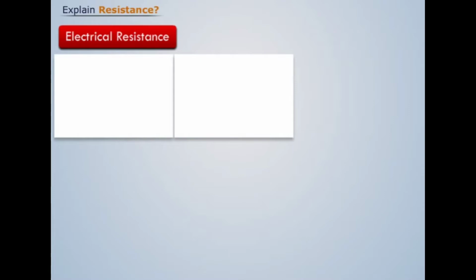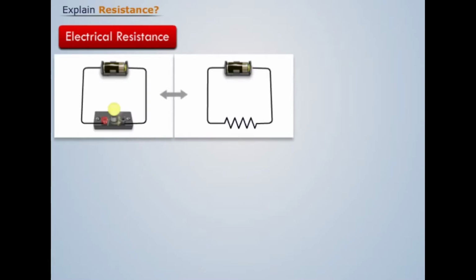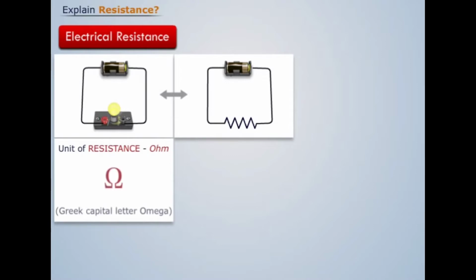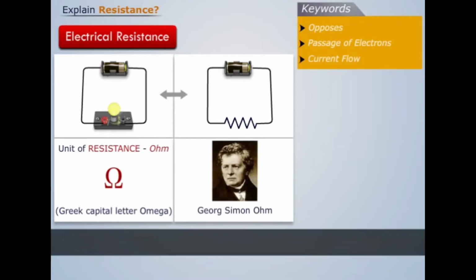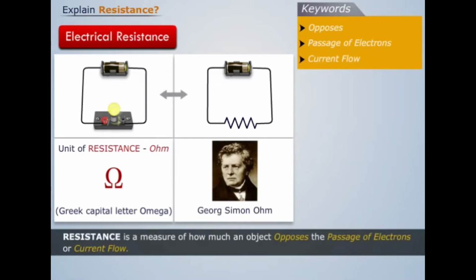In electrical circuits, resistance is represented by the symbol. The unit of resistance is ohm, and its symbol is the Greek capital letter omega. It is named after the early 19th century German physicist Georg Simon Ohm. Thus, resistance is a measure of how much an object opposes the passage of electrons or current flow.